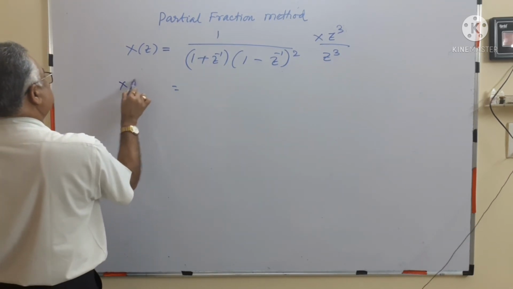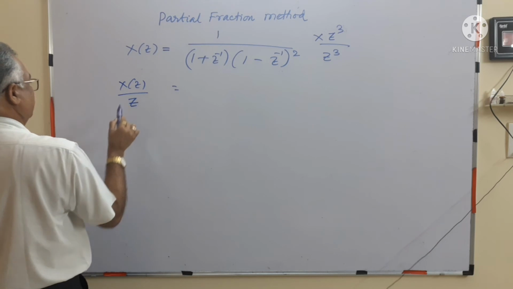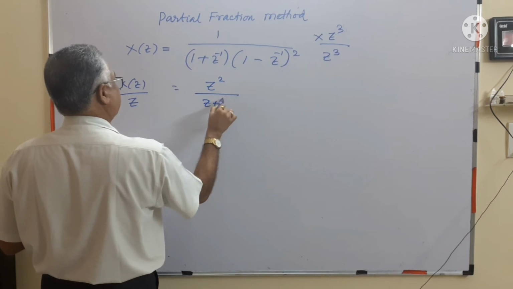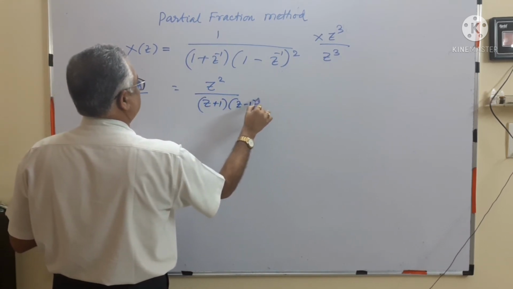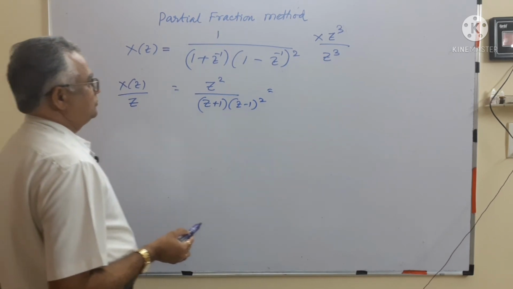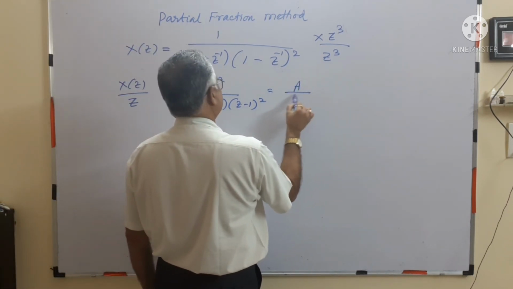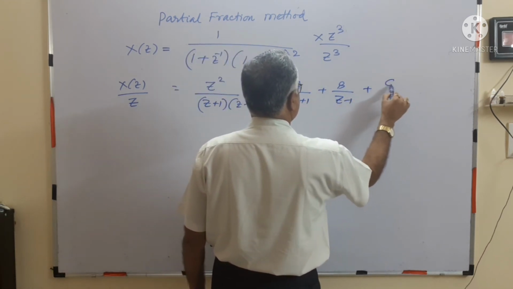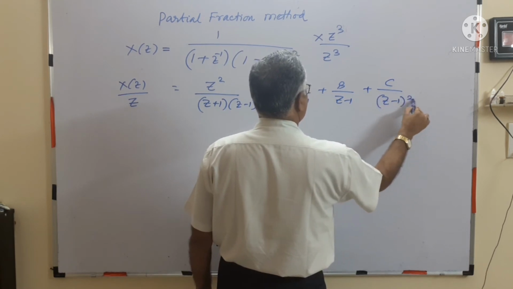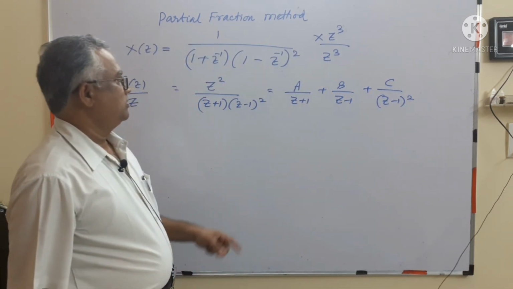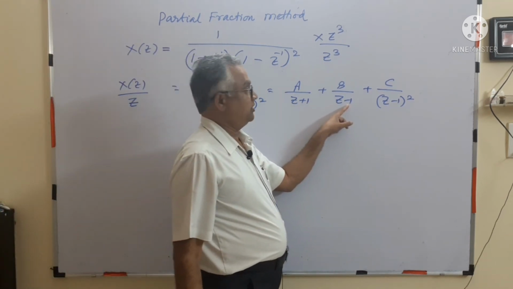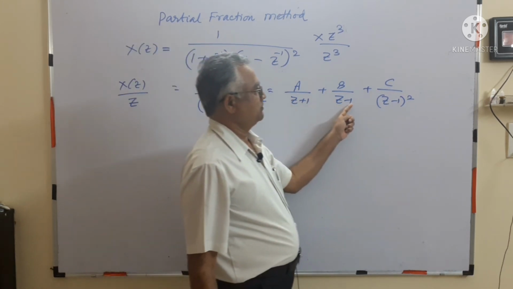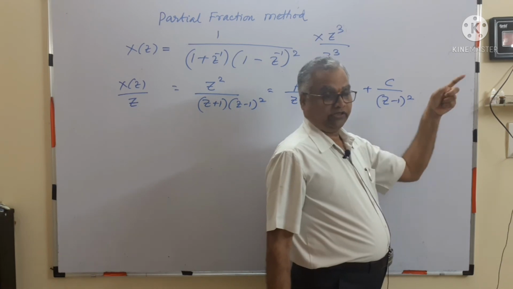So you get X(z)/z. Straight away I am writing: you will get z square by (z plus 1)(z minus 1) square. This is A by (z plus 1), B by (z minus 1), C by (z minus 1) square. Here, since the square is there, the z minus 1 term will come, and z minus 1 square also will come. Like that you have to write.